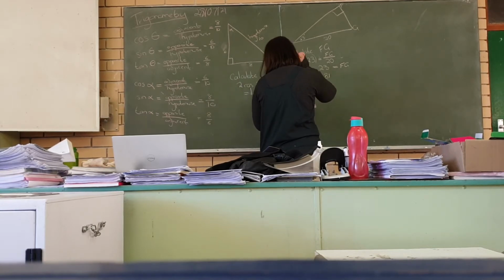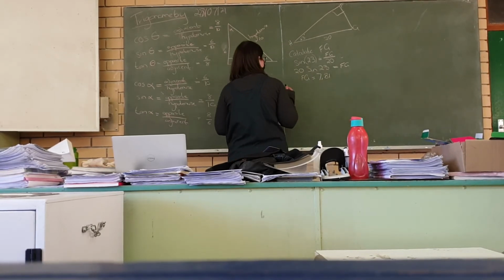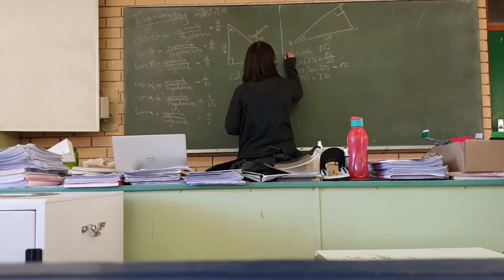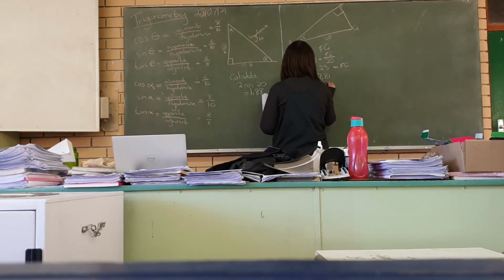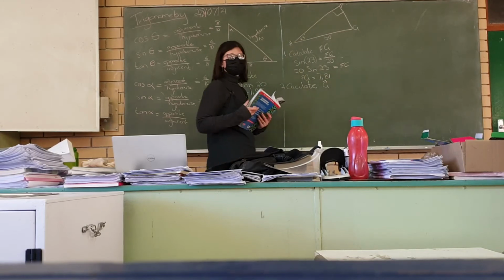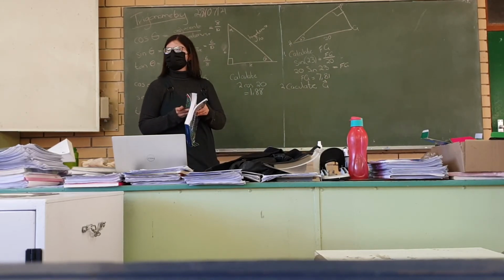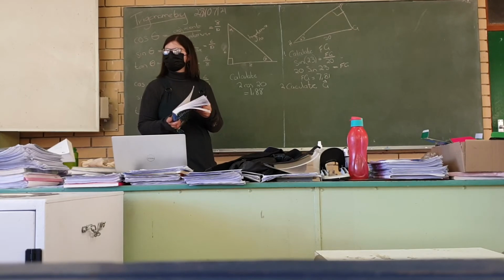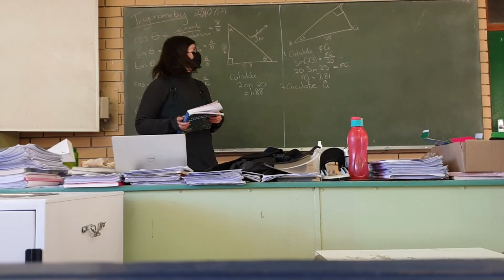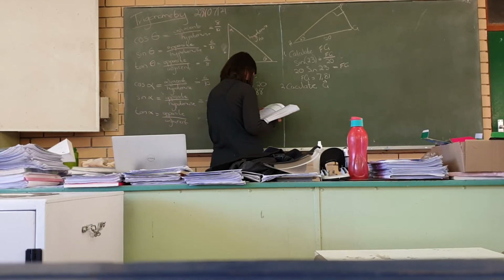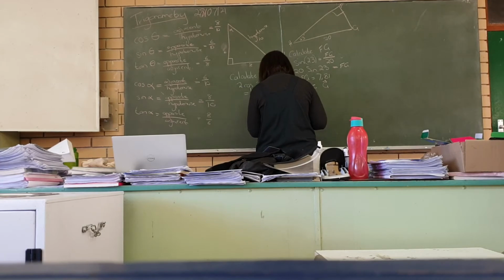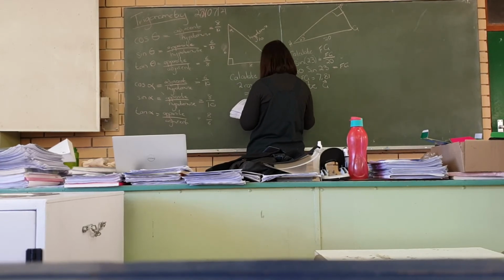Alright. Then my next question is: calculate G. Calculate the angle G. Alright, so how do we calculate the angle G? Isn't it 90 degrees? Yes, and then you just subtract 40. Yes. Alright, so G is 67 degrees.